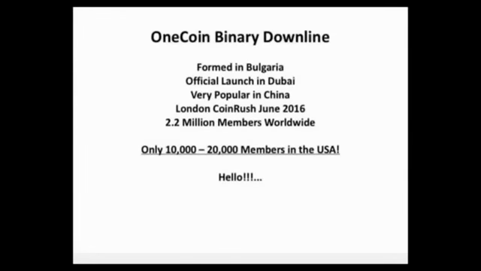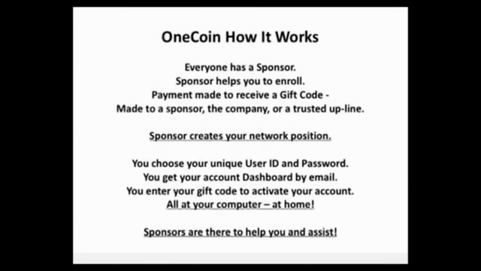The next slide shows how it works. Okay, everybody has a sponsor. Now this is the tricky part, and this is where I got confused at work. When you enroll, you make a payment and you receive a gift code. And the gift code, you can give to your sponsor, the company, or somebody you trust upline. And the sponsor creates your position in that tree.